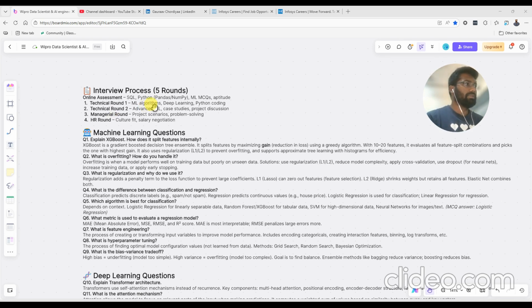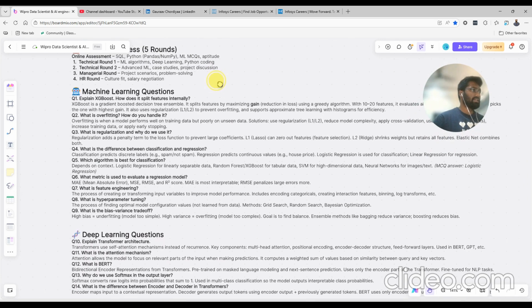So the first round will be asking on ML algorithms, deep learning, and Python code. So you should prepare Python code. You can use LeetCode. They have a good list of coding problems over there. You can attempt that. Then you have advanced ML, case studies, project discussion. As I mentioned, hypothetical questions. And after that, you have a managerial round where you discuss the project scenario, what projects you have completed, questions around that, and problem solving.